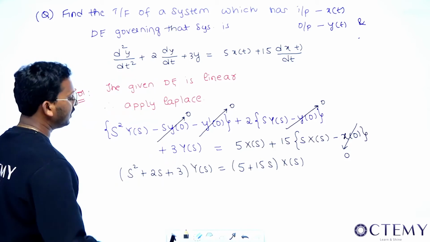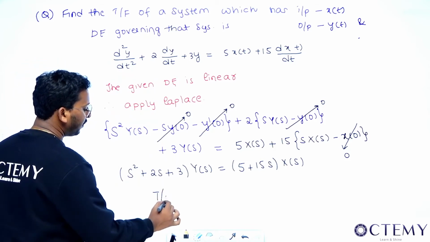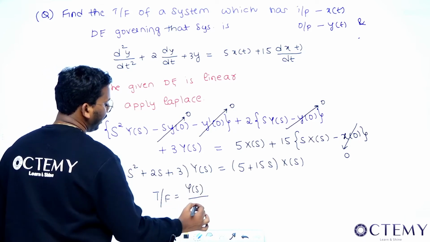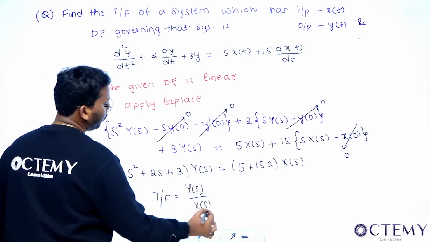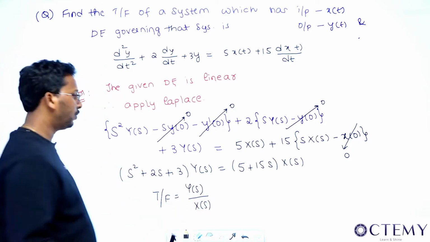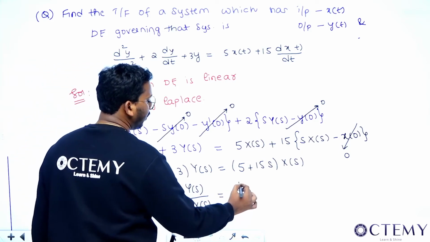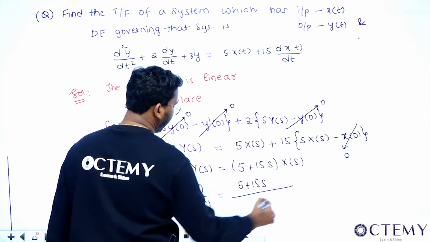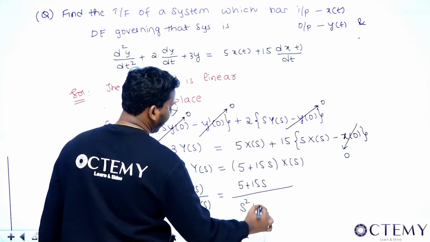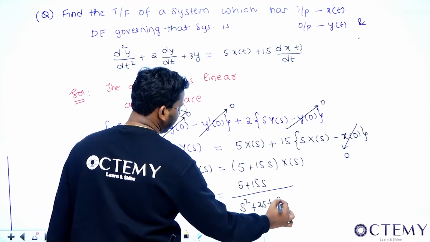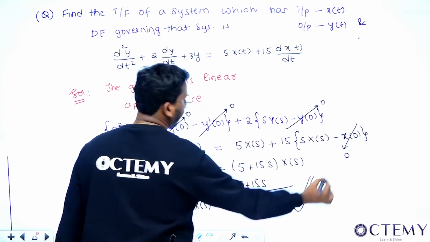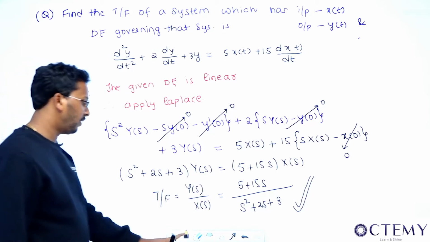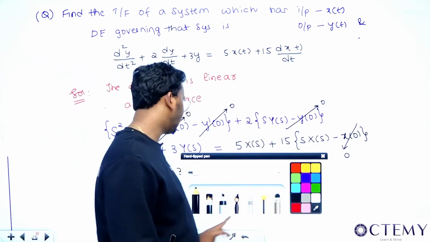Very good. So what is the transfer function, sir? Transfer function is equal to y of s by x of s, Laplace of the output by Laplace of the input. So see what it will become: 5 plus 15s whole divided by s square plus 2s plus 3. This is the answer, right? This is a very simple question I have given you. So make sure you understand this question.